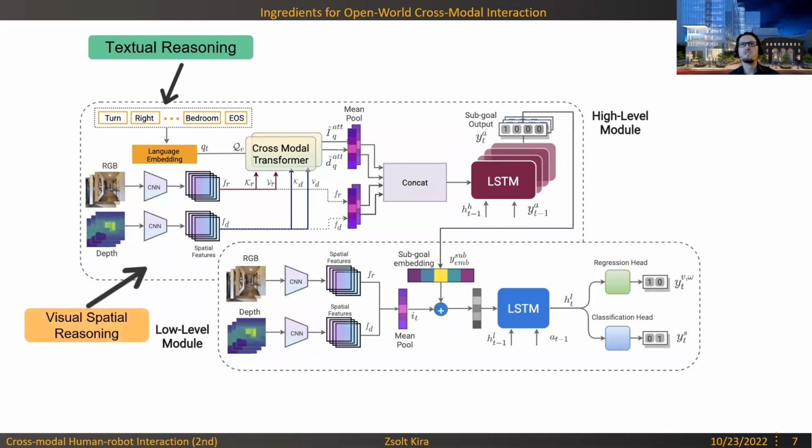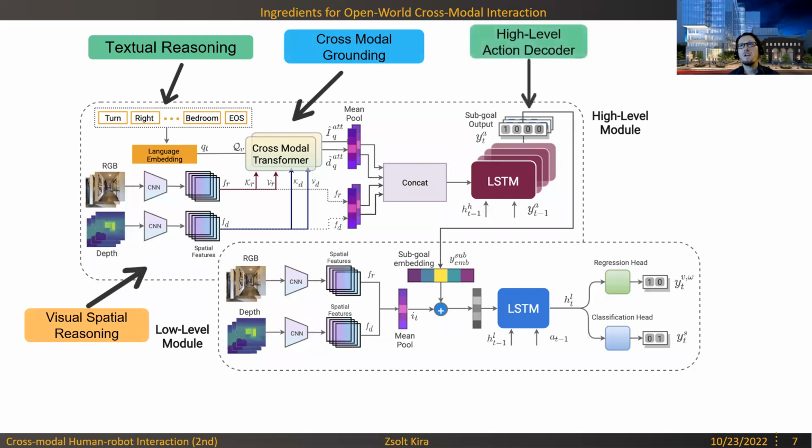Visual spatial reasoning in order to actually take into account the RGB and depth information. We need some sort of cross-attention or cross-modal transformers that can integrate information across text and vision. And then this can be used to determine what high-level action to perform. So there's a decoder that takes into account the cross-modal information and outputs what action to perform. And then, of course, this is translated into low-level temporal reasoning.